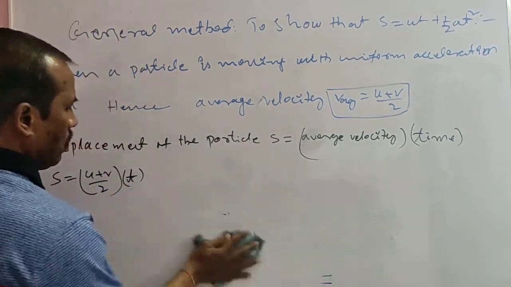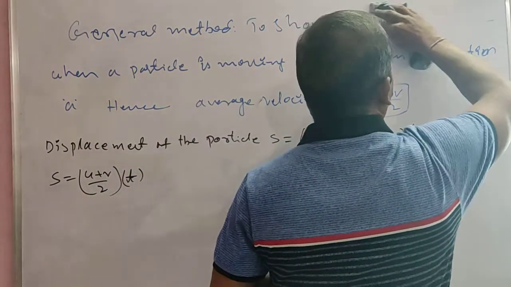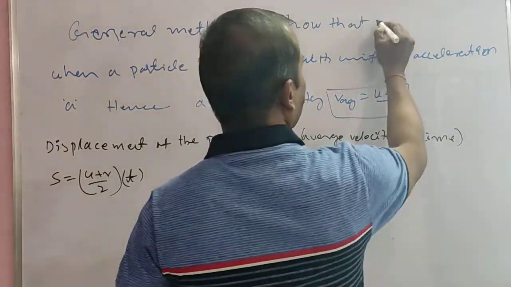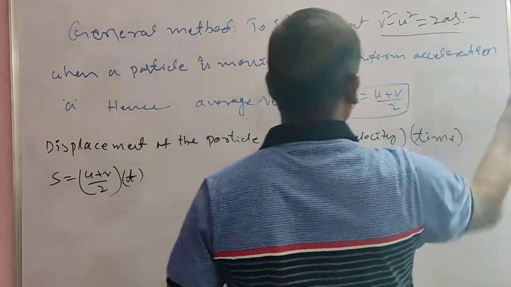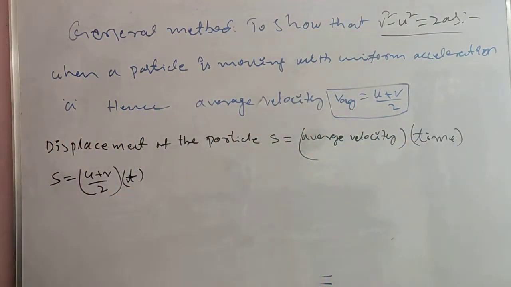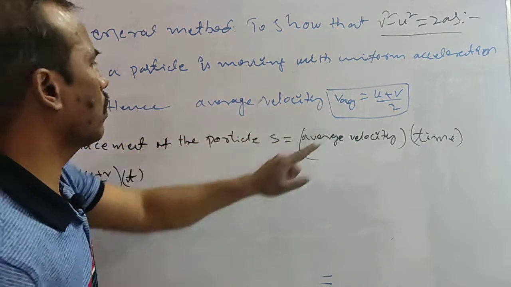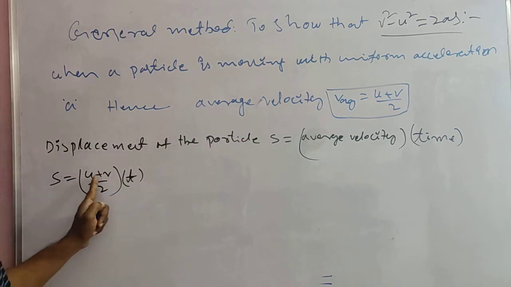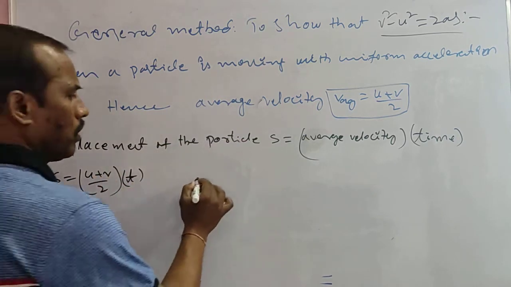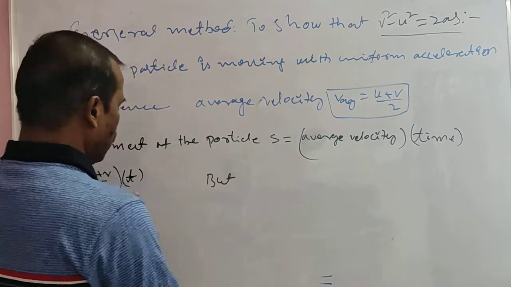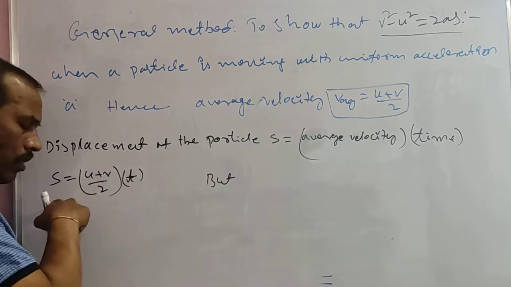Show that v square minus u square is equal to 2as, for a particle moving with uniform acceleration a. The displacement of the particle s is equal to average velocity into time, that is (u plus v) by 2 into t. But here we must eliminate the time t from this equation.